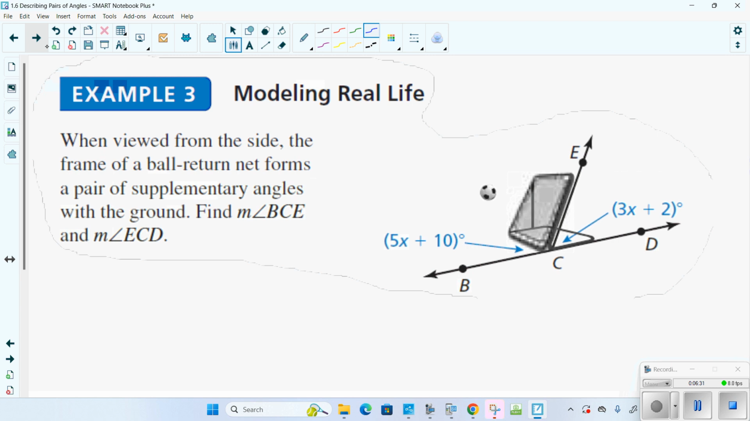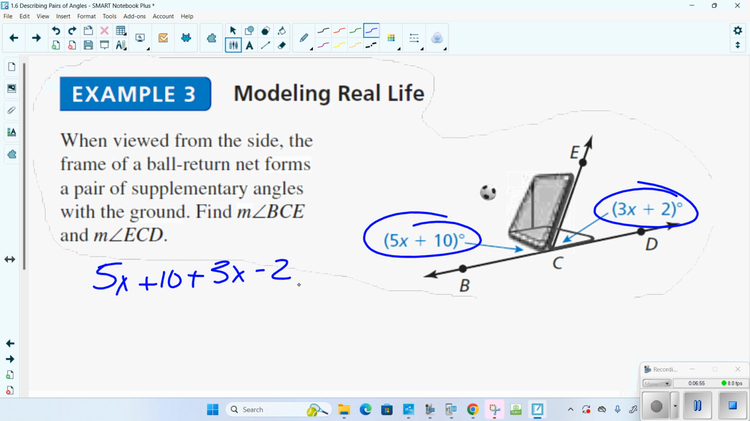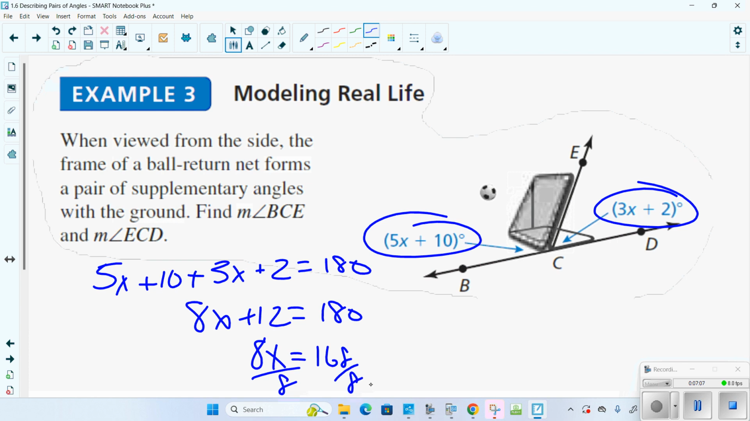Next one, modeling real life now. We have a soccer goal with an angle. When viewed from the side, the frames of the ball return net forms a pair of supplementary angles with the ground. Find BCE and ECD. These two angles make a straight line and are supplementary. So the two angles add up to 180 degrees. Back to algebra. 8x equals, I'm going to subtract, I'm going to get 168, divided by 8, x equals 21. Now remember, they don't want x, they want the angle. So angle ECD, when I plug 21 in, is 65, and angle BCE, when I plug 21 in, is 115 degrees.